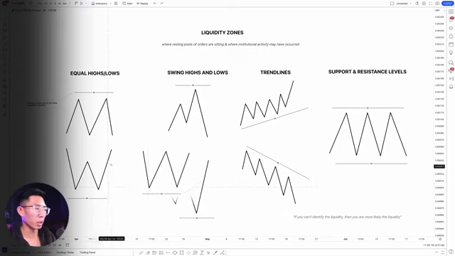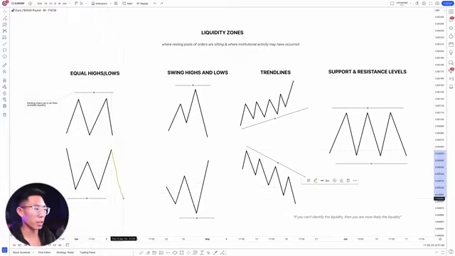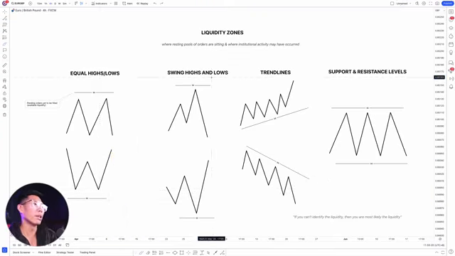Same thing with the double bottom, just the opposite of a double top. There is liquidity below these lows right here. And smart money might push the price down here, break past the previous swing lows, and grab liquidity before heading back up. Now, next is your swing highs and your swing lows.